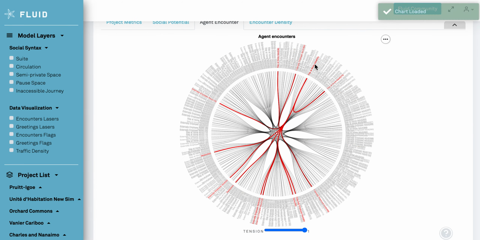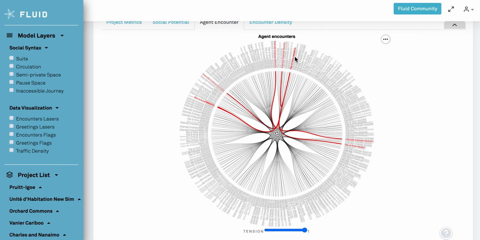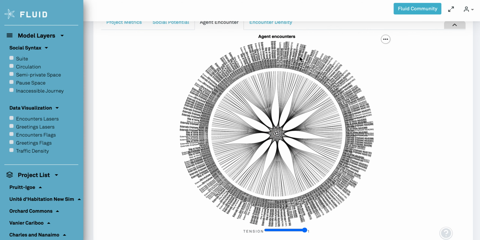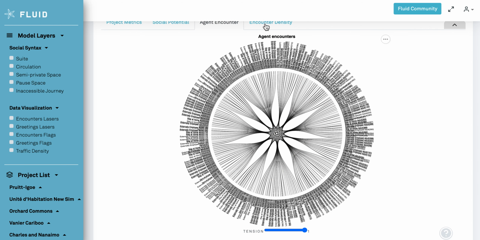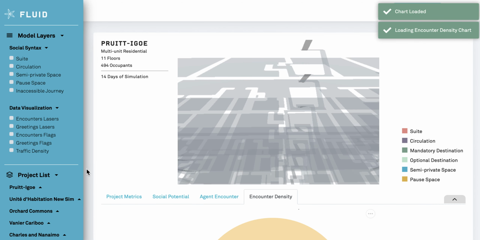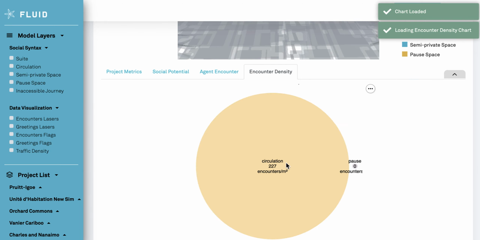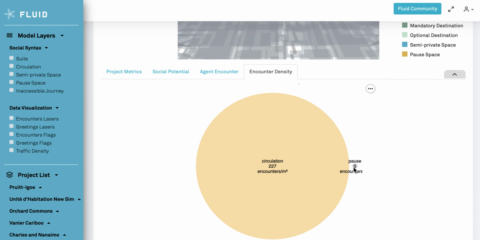So you can see if we move to one of these agent groupings, these are all the different units and the groupings of agents within a unit, who they actually run into. So you can start trying to find your way through that. And finally, there's the encounter density, which is the social space map. Basically, there's a lot of circulation space. Nothing much happens in the pause space, and there is no semi-private space. We're adding a couple more graphs in the next couple of weeks to this, but it's interesting.